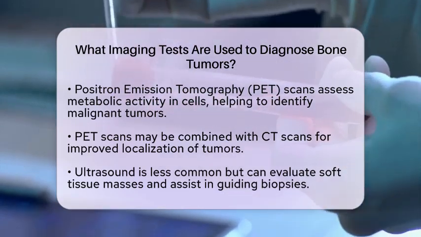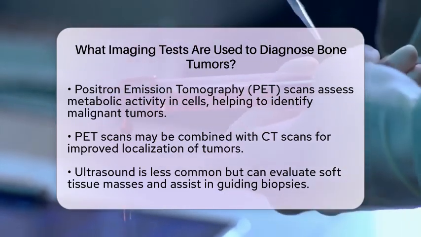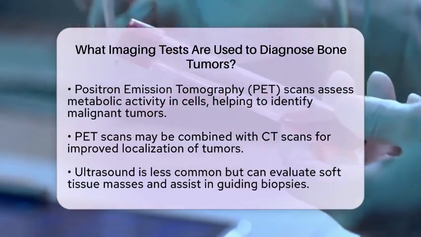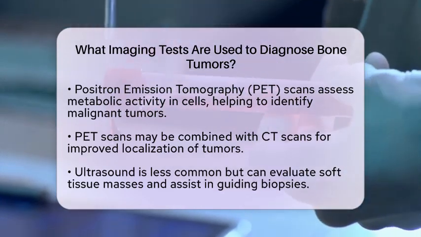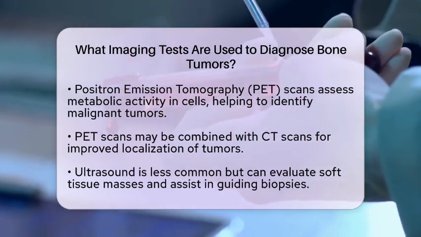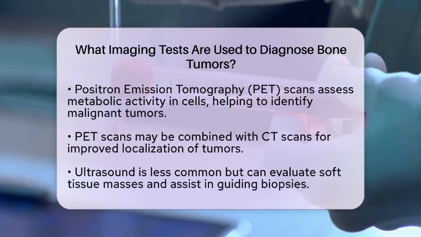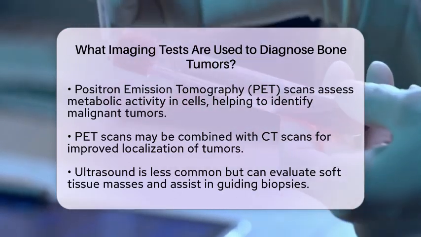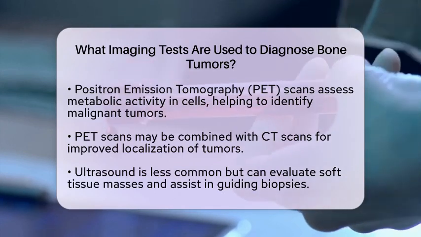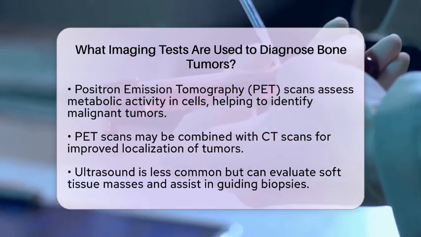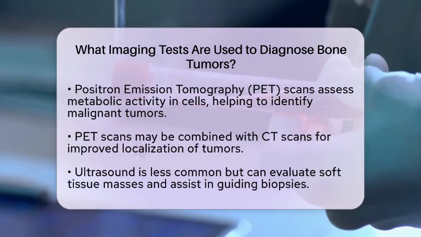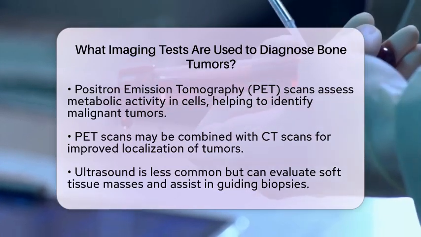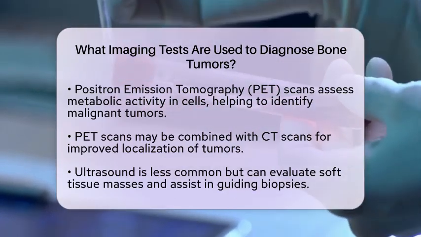Lastly, we have ultrasound. While less commonly used for bone tumors, ultrasound can evaluate soft tissue masses adjacent to bones and may assist in guiding needle biopsies for tissue sampling. These imaging tests are often used together to provide a comprehensive assessment. For instance, an initial X-ray may be followed by MRI or CT scans for a more detailed evaluation.